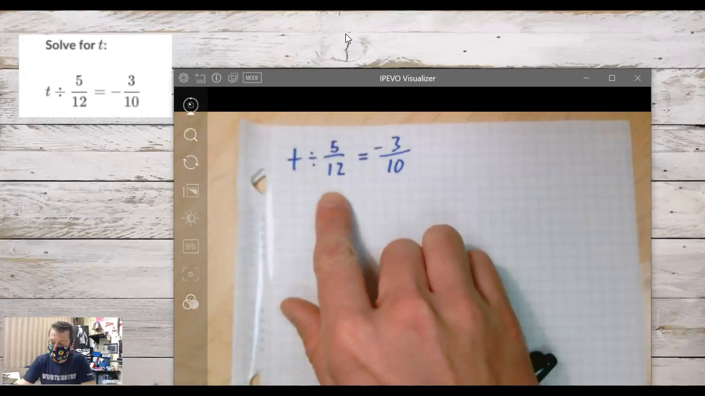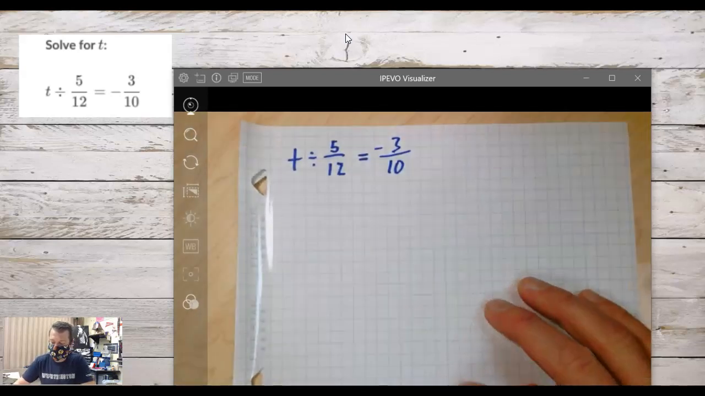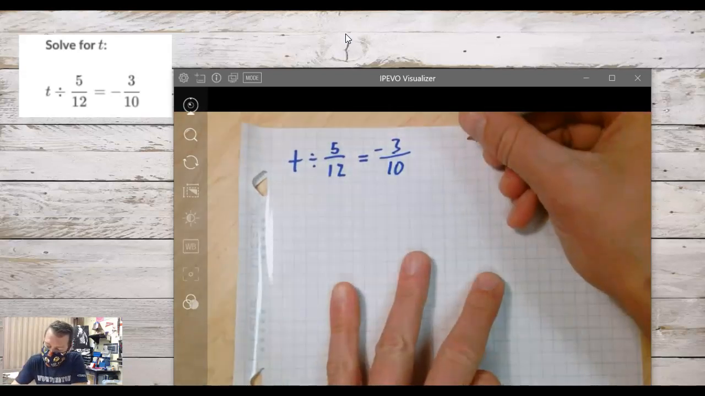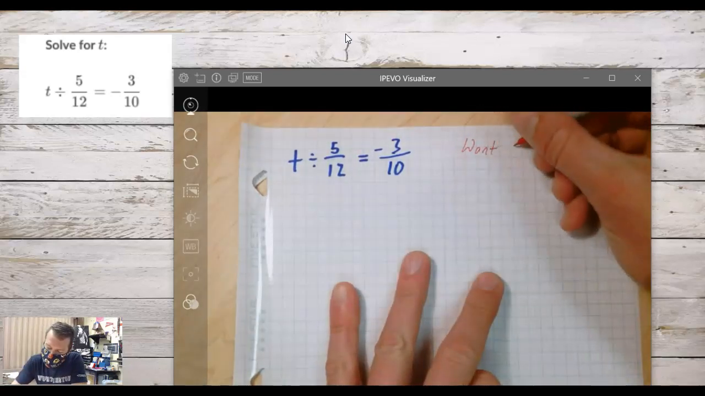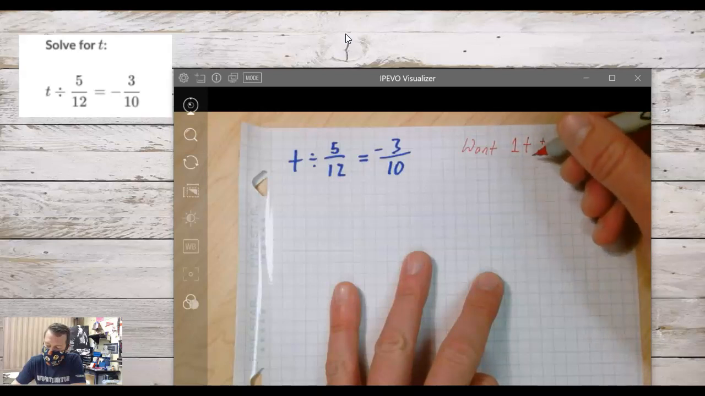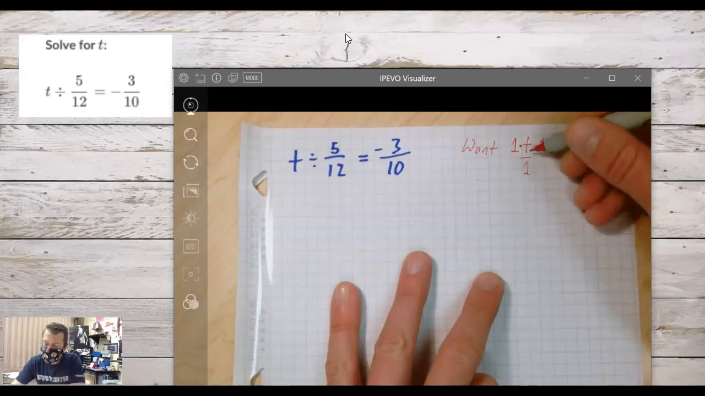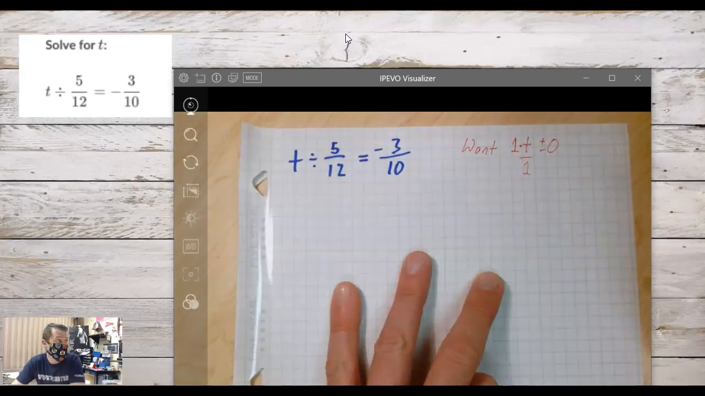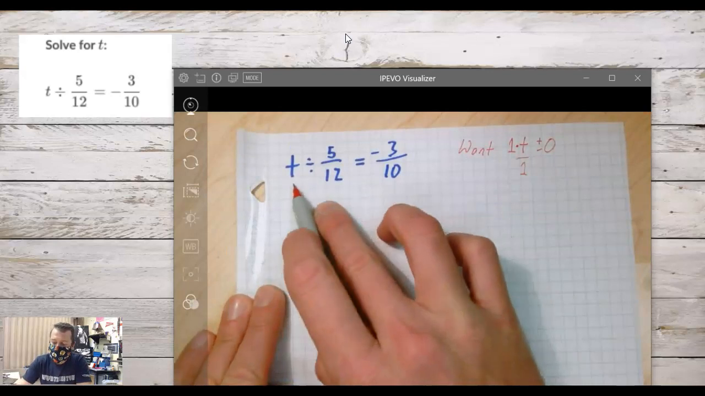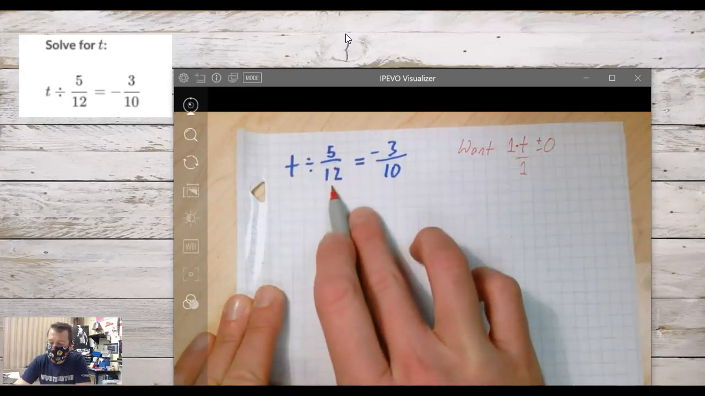So we have t divided by 5/12 equals -3/10. We always want to think about what do we want. We want a single value of our variable. We don't want it added or subtracted by anything. If it were multiplied or divided by anything, we would want that to be 1, because multiplication or division by 1 doesn't do anything. So we want just t. Right now, t is divided by 5/12.